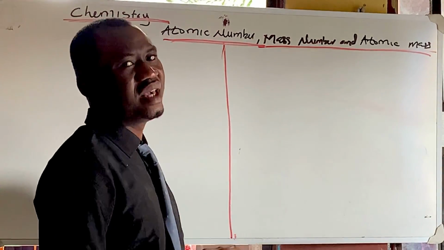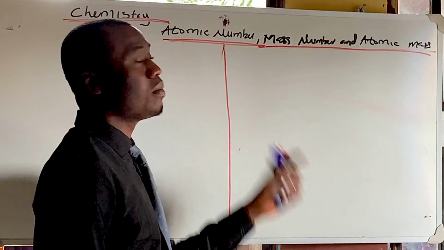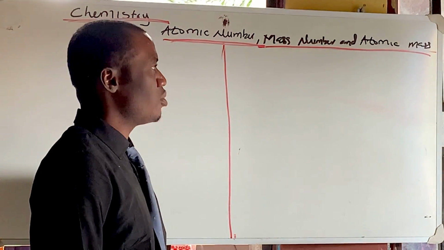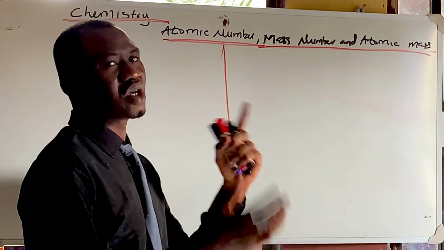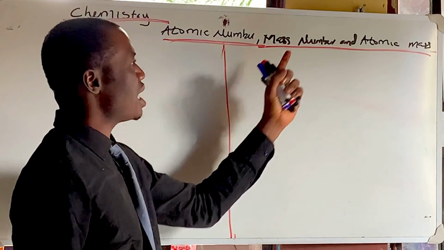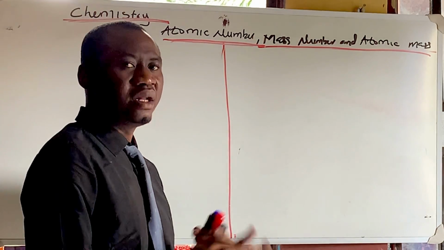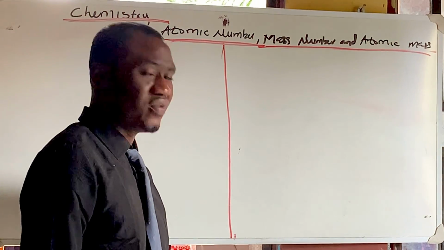We're looking at this concept in chemistry: atomic number, mass number, and atomic mass. Many students mix these concepts together. They think that mass number is atomic number. In a nutshell, we're going to explain the whole of these concepts.